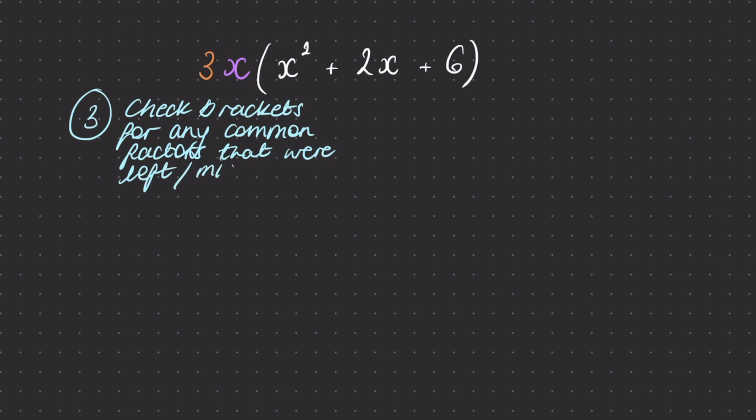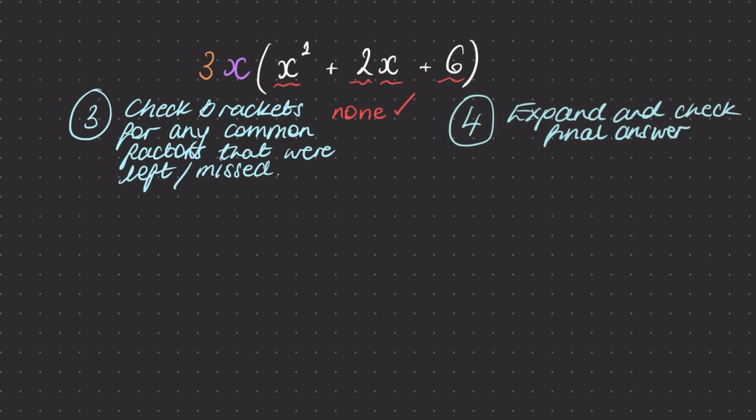Step 3 is to check the brackets to make sure that we haven't missed out any common factors between them. Sometimes when it comes to finding the numerical highest common factor, it's quite easy to miss out the largest and go for the second largest, for example. So that is important, and equally important, and a really nice thing about factorisation, is that we can simply expand the brackets and check that we get our final answer and we haven't missed anything out.